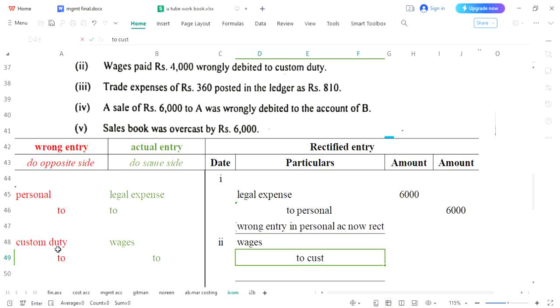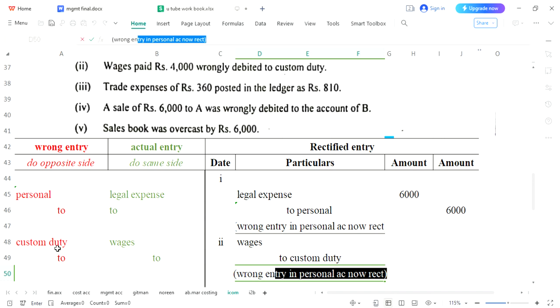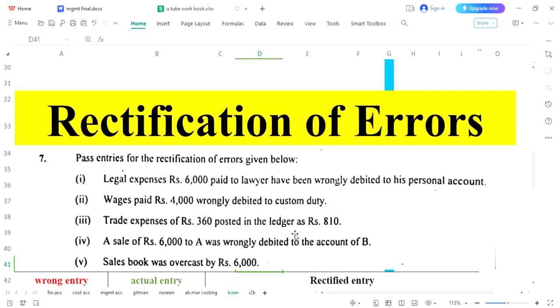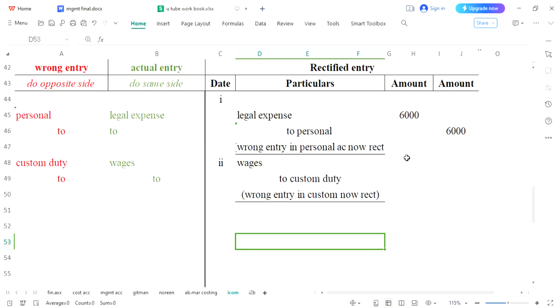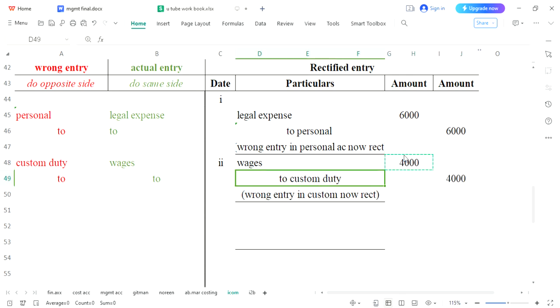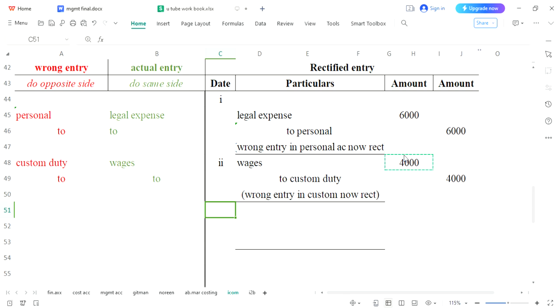So custom duty would be written on the credit side, and what you will say: wrong entry in custom duty now rectified, and the amount of wages is 4,000. So we are going to write 4,000 on the debit side and the same amount we are going to write on the credit side. So wages to custom duty, second entry.